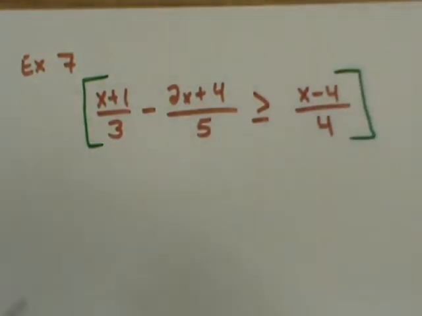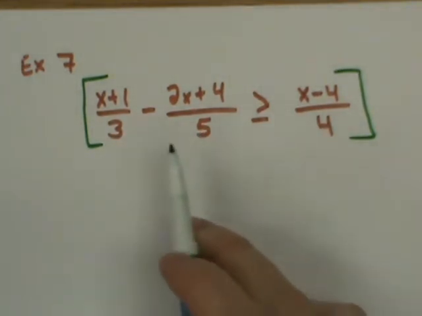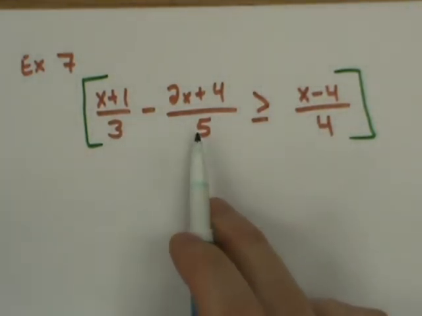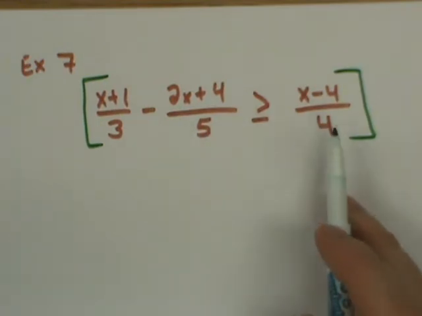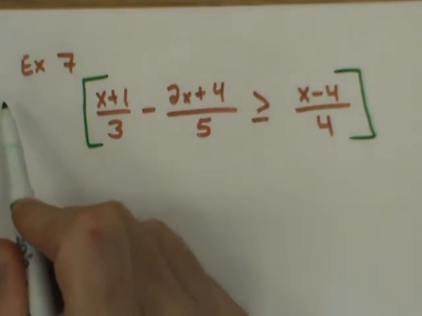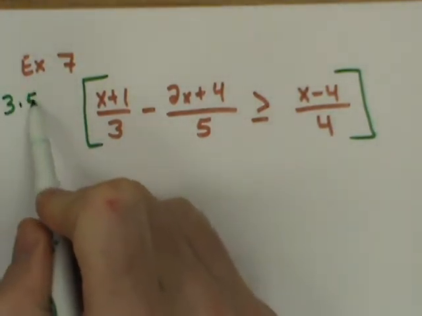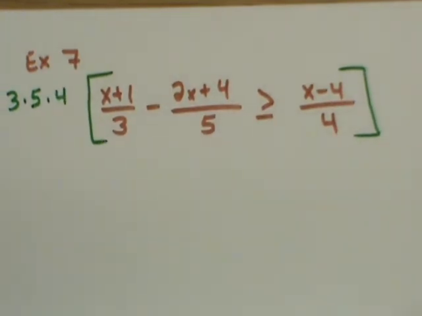When you see all those fractions, that's our motto. We kill the fraction. We get rid of it by multiplying by the common denominator. In this case, it would be 3 times 5 is 15. 15 times 4 is 60. So I'd multiply by 60. Or if you prefer, you could write them all out on the side here. You can go 3 times 5 times 4. I'll show you what I'm talking about here.